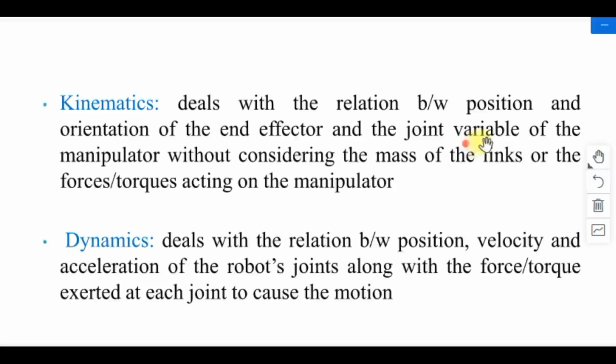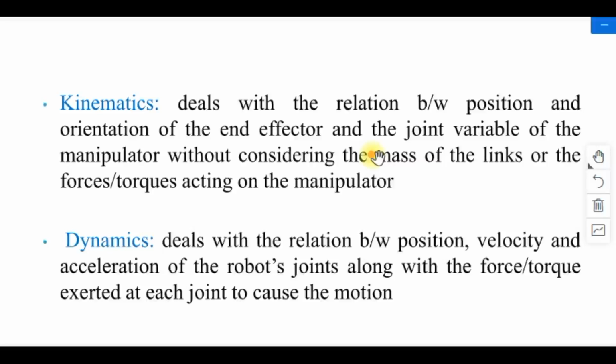So look at the joint variables. The joint variables mean, here are the joint variables L1, theta 1, L2, theta 2. These are the variables. And also Rx, also theta x, theta y and theta z.